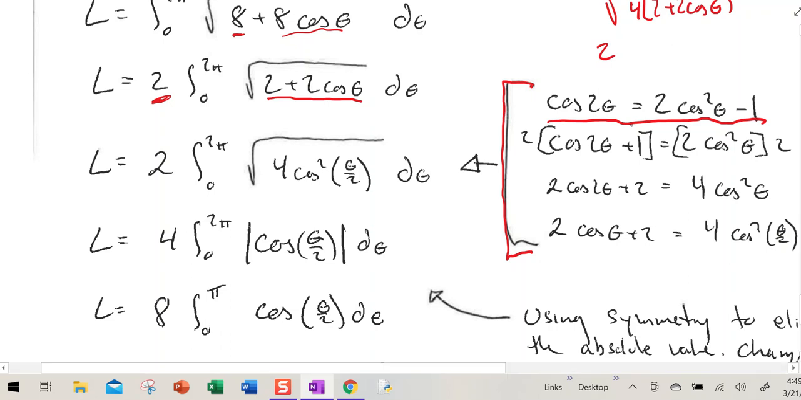So we have cosine of 2 theta is equal to 2 cosine squared theta. Take the 1, add it over to the other side. So this 1 is just coming over to the other side.